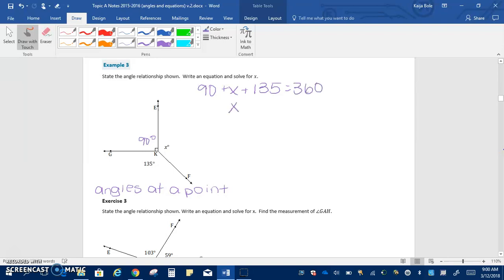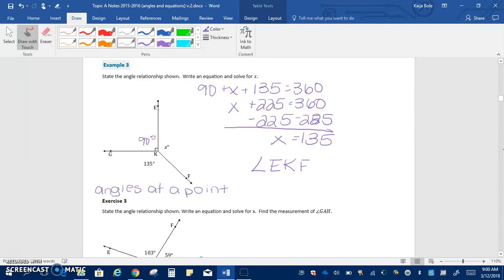So we combine like terms, we have x plus 225 equals 360, minus 225 on both sides. And we get x equals 135. So to answer the question, angle EKF is 135 degrees.